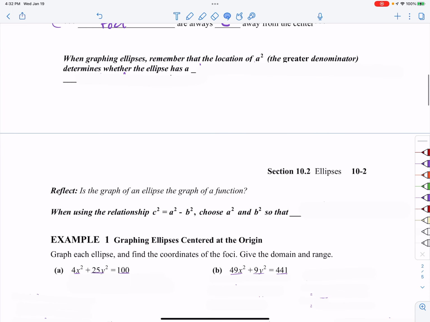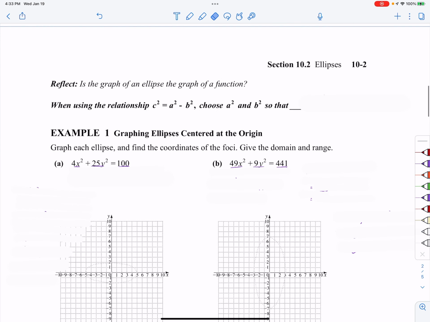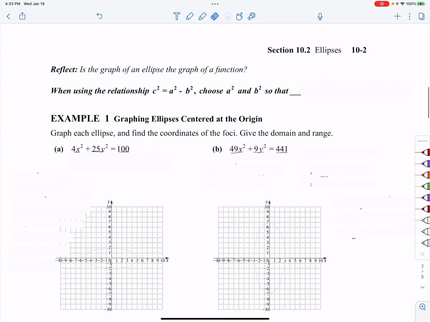All right, so when you are graphing ellipses, this is just a repeat, I've already said this, but when you are graphing ellipses, remember that the location of a squared, which is the greater denominator, is going to determine whether the ellipse is horizontal or vertical. The other thing too is that when you use that little dude, that c squared equals a squared minus b squared, remember that your a squared has to go first because a is greater than b.